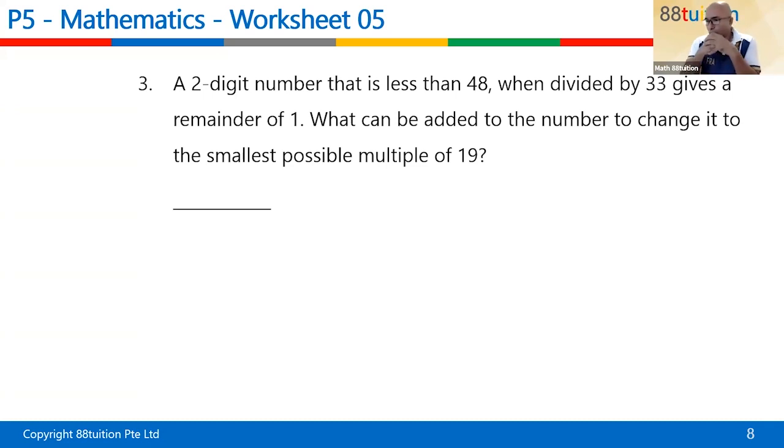Okay, a 2-digit number that's less than 48. Your number has got to be from 10 to 47, right? You know that. So 10 will be the smallest 2-digit number. So it will be 30. The number will be 34, but then it has to be the smallest multiple of 19. And then it says when divided by 33 gives a remainder of 1. You get a clue there, but the important information is this information here.